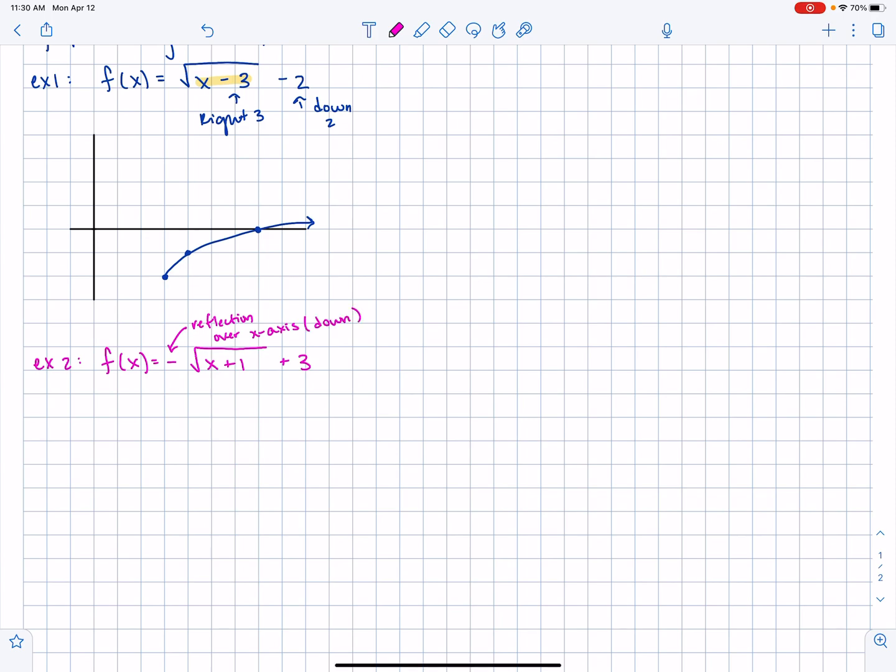Your parabola flipped down. Now, this is going to go left 1, and this is going to go up 3. So let's go ahead and set up a set of axes here.